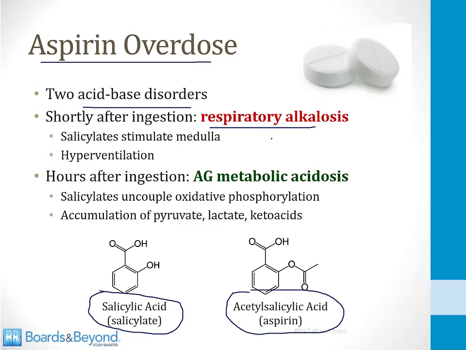This happens because salicylates have a direct stimulatory effect on the respiratory center in the medulla. This leads to hyperventilation, which lowers the carbon dioxide level and causes a respiratory alkalosis. A few hours later, the patient will develop a second acid-base disorder, and that disorder is a high anion gap metabolic acidosis. This happens because salicylates uncouple oxidative phosphorylation.